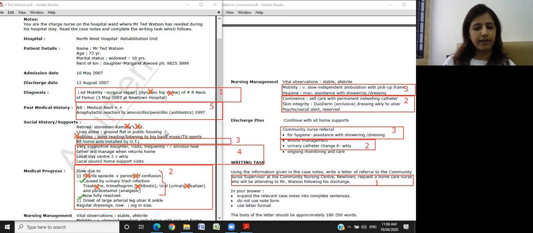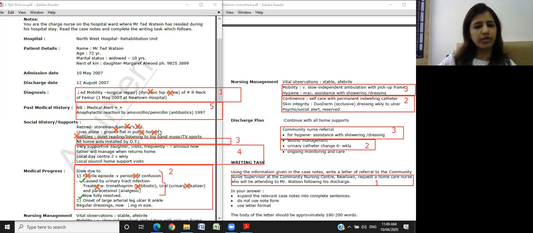If the person was having stairs in their house, then it could be a risk because of the pickup frame they are walking with, right? It is very difficult to climb stairs with a pickup frame, if their mobility is very slow. So if there were any risk factor in their house, then I may include it. Here, there are no risk factors, so it is not making any difference. Even if you write it, it is not a big deal, but even if you don't write it, it won't make any difference.